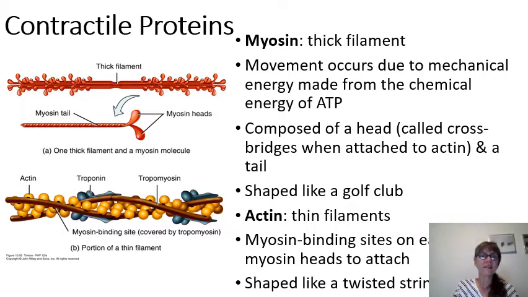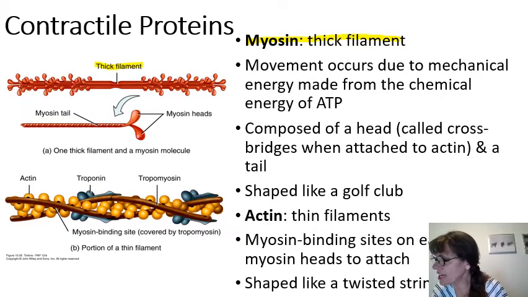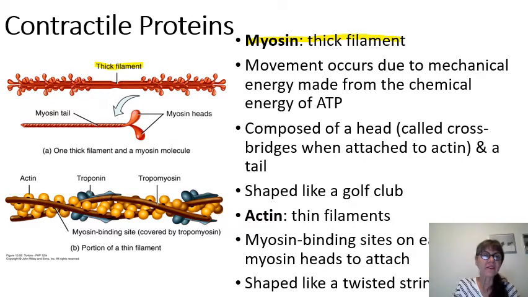When we look at the proteins involved in contraction, we see myosin, which is the thick filament. In order to form myosin, approximately 300 myosin molecules are bundled together with their tails forming the central portion of the thick molecule, and the little myosin heads, which look like little golf clubs, are facing outward at the end of each molecule.